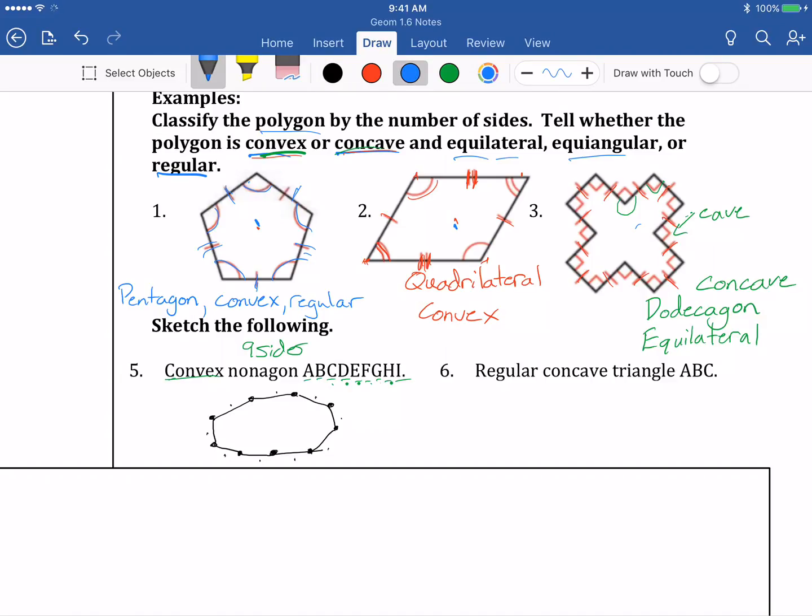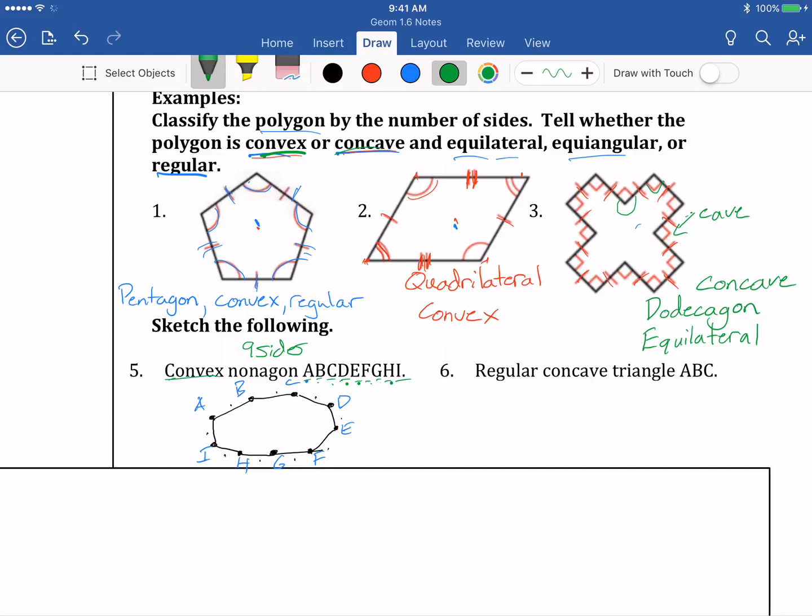All right, so just to make this absolutely perfect, I have to put these letters in here. I'm going to call this guy A, B, C, D, E, F, G, H, I. So those are all the points around that polygon. Notice it is convex. There are no points that are inside this guy. I didn't make any caves in there. So this is a convex nonagon.